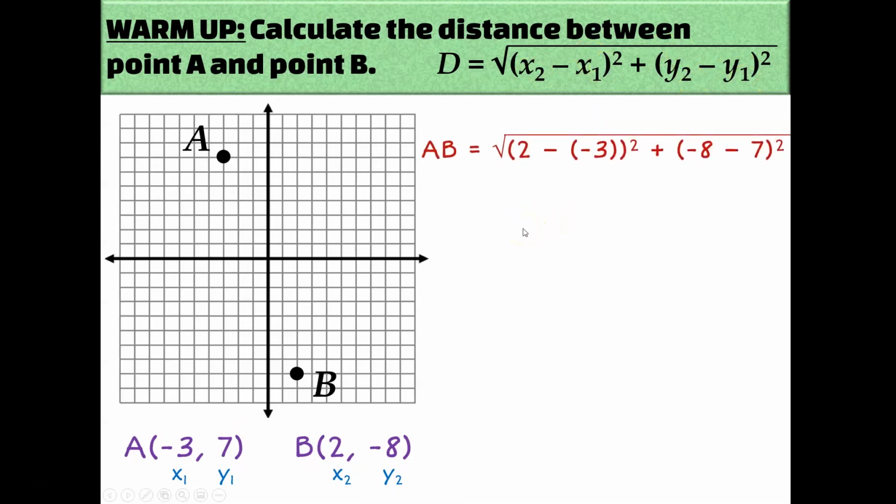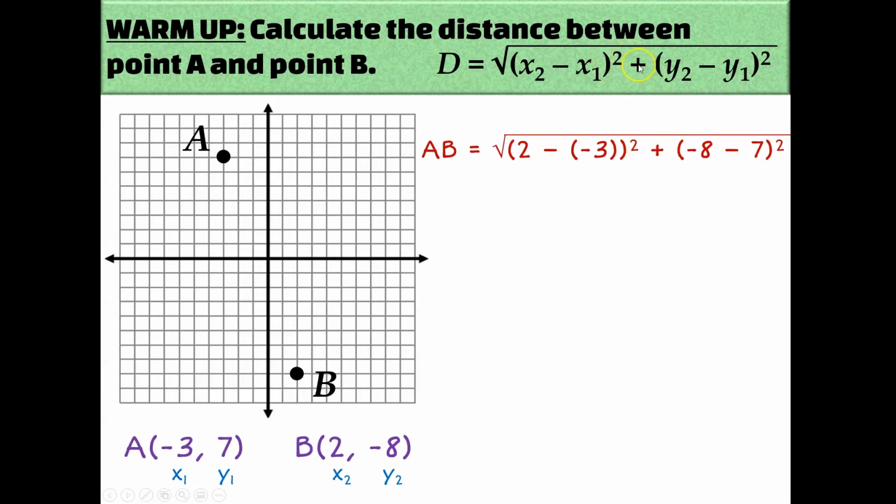So the distance from A to B, which I'll call AB, is giant square root, parentheses, x2, which is 2, minus, because that's what the formula says, and then x1, which is -3. Now, I wrote that as a minus so that you could see where all the signs and everything are coming from, but I highly recommend that you write that as a plus instead, because subtracting a negative number is the same thing as addition. Then I closed my parentheses and I squared it, because that's what the formula says.